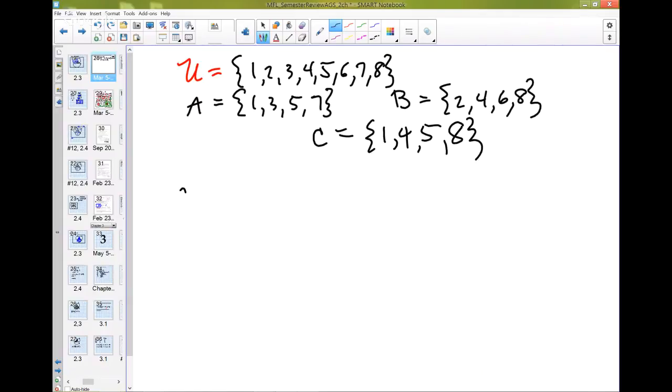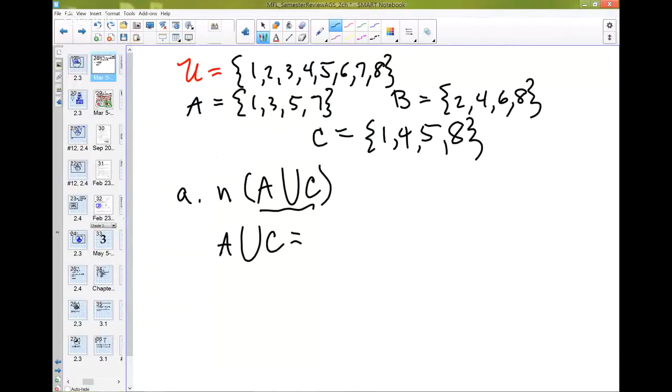Okay, part A says, what's the number of elements in A union C? So the first thing I would do, Jessica, is we have to find what is A union C. So that's A and C cemented together. What do we get? Does that look right, Jessica?